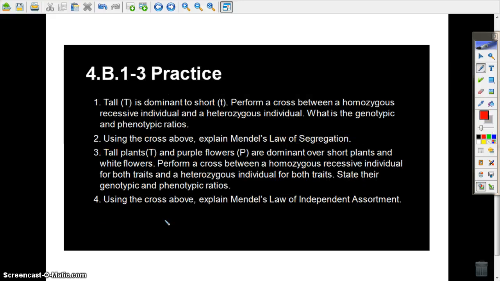For practice tonight, what I want you to do at home is do the crosses in numbers 1 and 3 and answer questions 2 and 4 based on those crosses. Work those out. I'll call 4 people up tomorrow in class to show us what they have and explain how they got it. So good luck on that tonight, and we'll see you tomorrow.